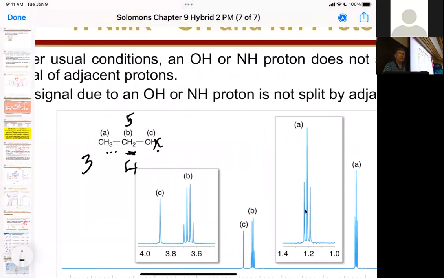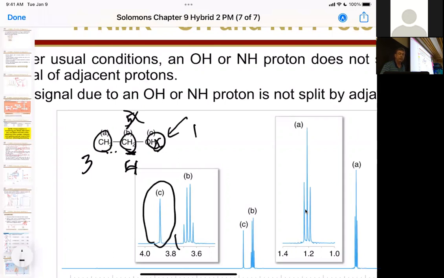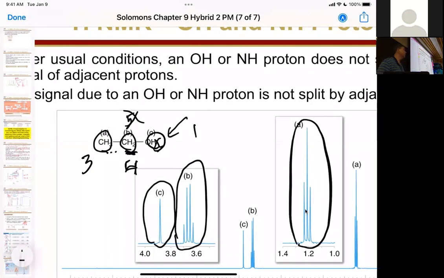So what we see here is that we're going to get a total of 1 peak, 2 peaks, and 3 peaks. And this one's going to be a singlet. And this one's not going to be 5, it's going to be 4. So if we look at our spectrum, we get a single peak for the alcohol, 4 peaks for the carbon next to the alcohol, and 3 peaks at the lowest, or most upfield.